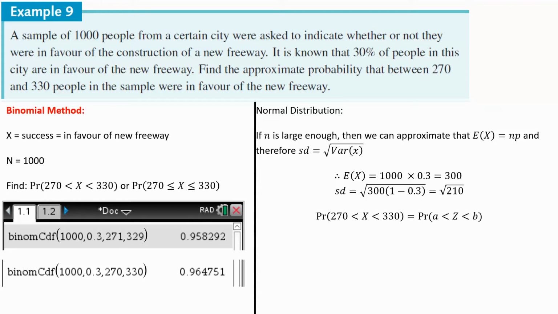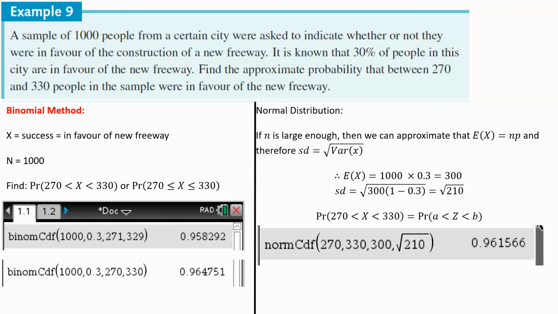I've got your expected value is 300, standard deviation I've worked out to be root 210. This is what I'm trying to find. Okay, I'm trying to find x from 270 to 330, and you can do normCDF. You've got your interval, lower bound, upper bound, and you find that they are similar, which is in between these two. So it's an approximation, only given that n is large enough.